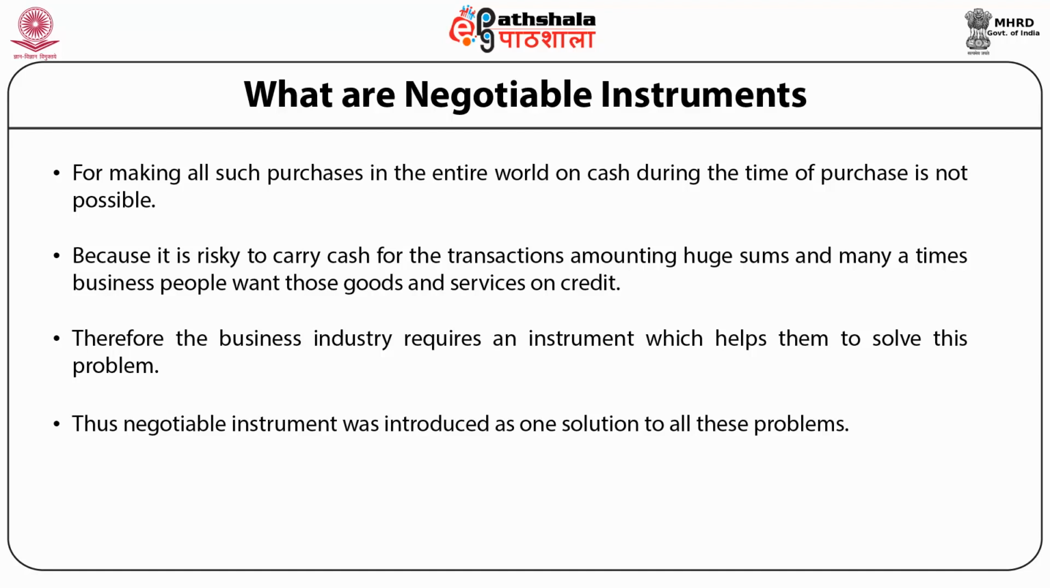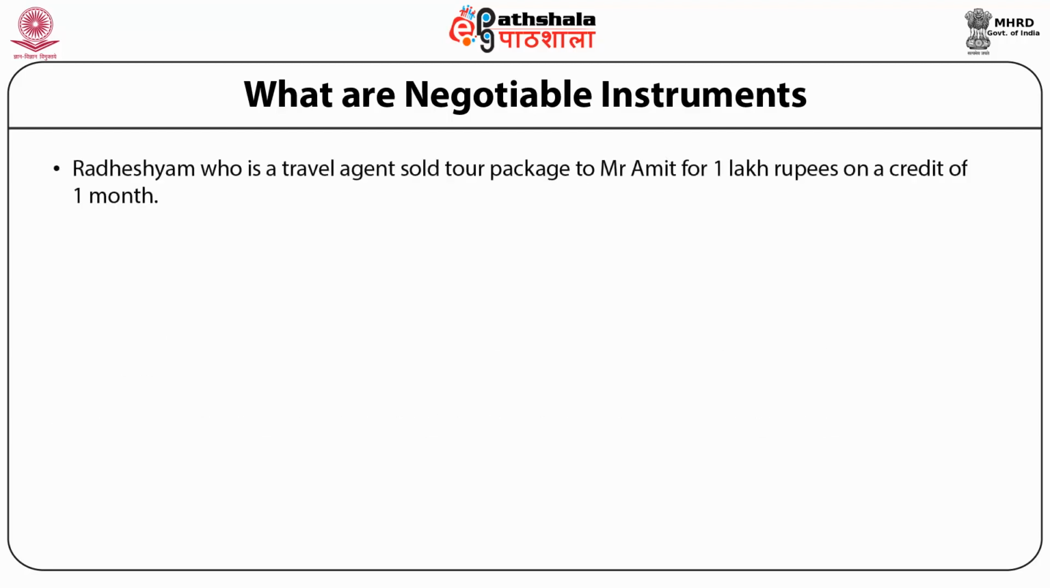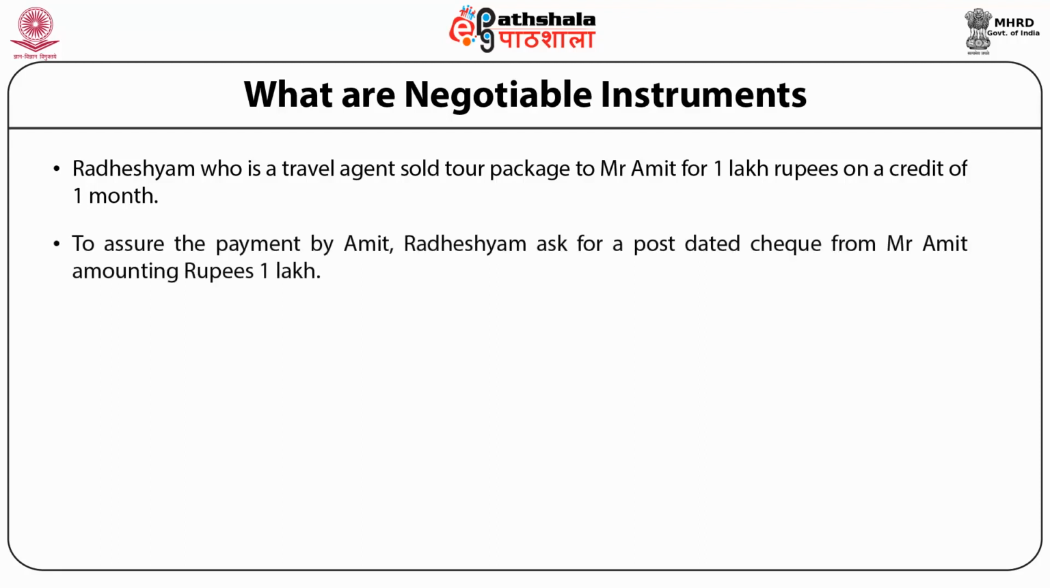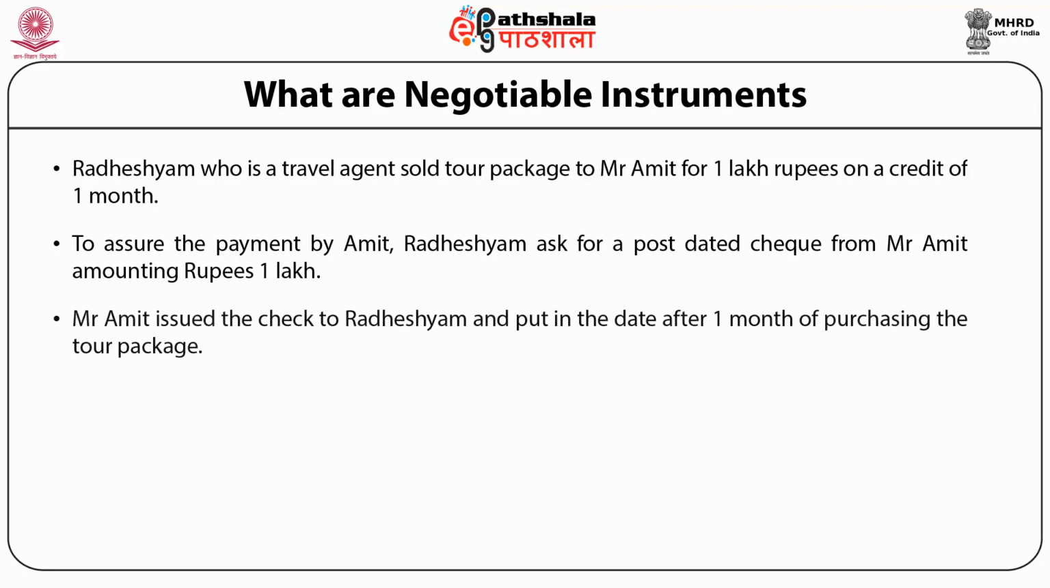We can discuss one example to understand the meaning of negotiable instruments. Radheshyam, who is a travel agent, sold a tour package to Mr. Amit for 1 lakh rupees on a credit of 1 month. To assure the payment by Amit, Radheshyam asked for a post-dated cheque from Mr. Amit amounting to rupees 1 lakh. Mr. Amit issued the cheque to Radheshyam and put in the date one month after purchasing the tour package.